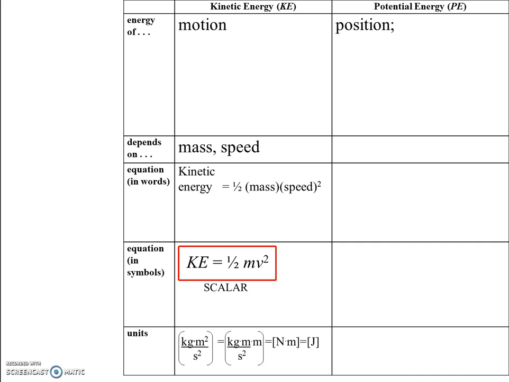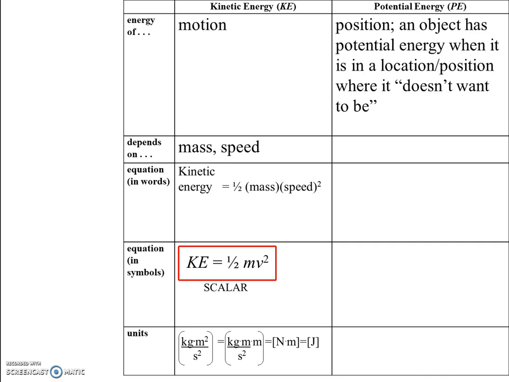We're going to expand on this potential energy idea to say, really, an object has potential energy when it is in a location or position where it, quote unquote, doesn't want to be. Here I'm leaving the wording very general because there are different forms of potential energy. But I'm putting this phrase, it doesn't want to be, in quotes because we're talking about inanimate objects. They don't really have wants and needs, and yet it's pretty obvious to tell when an object is in a place where it doesn't want to be.